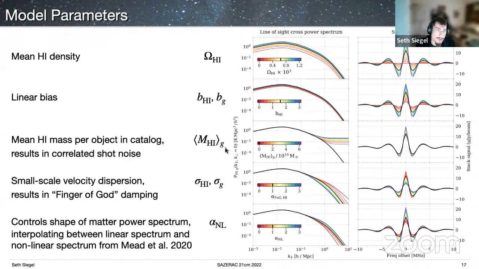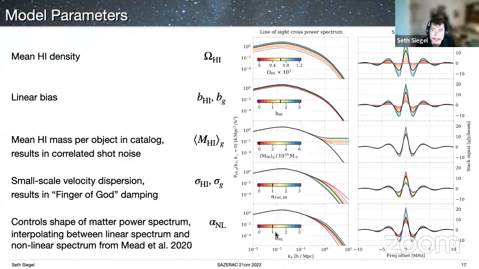The next three rows show what amount to nuisance parameters for this analysis. So you'll have a contribution from correlated shot noise that is sensitive to the mean hydrogen mass per object in the catalog and primarily affects the central bin of the stack. There will also be small scale velocity dispersion of both the hydrogen and tracers that will result in fingers of God damping that will effectively convolve the stack signal with the Lorentzian.